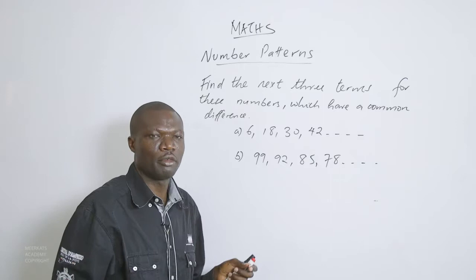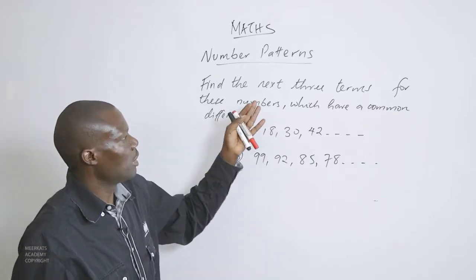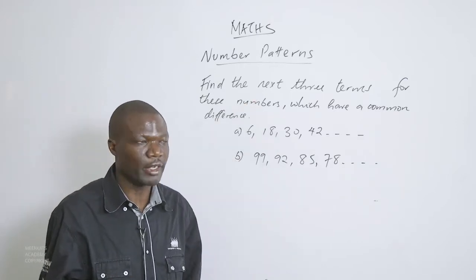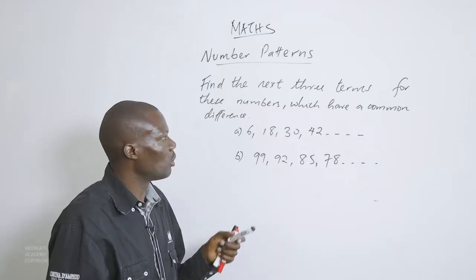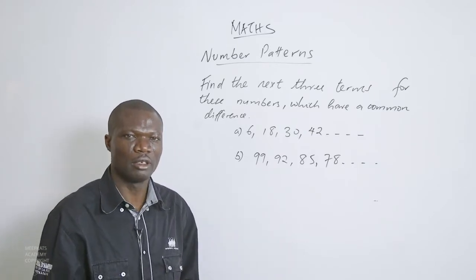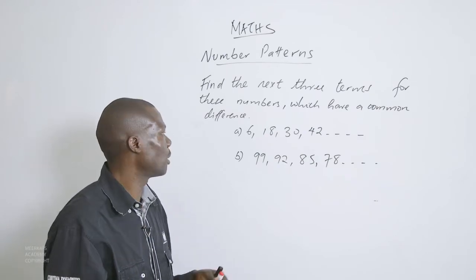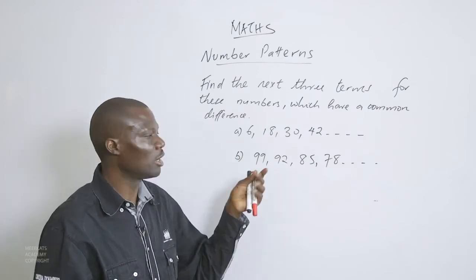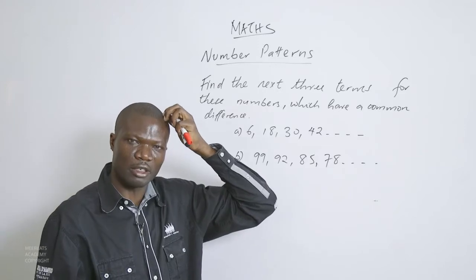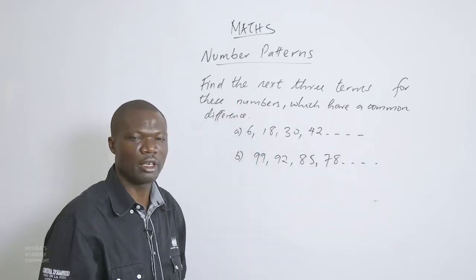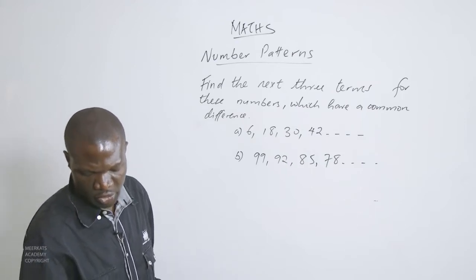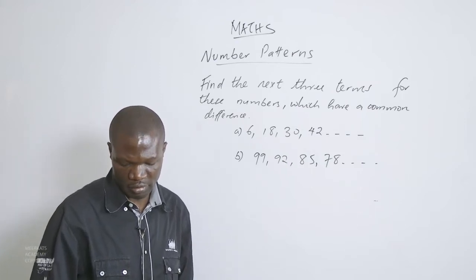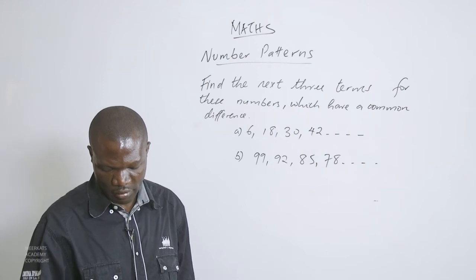Question: find the next three terms for these numbers which have a common difference. The first sequence we have is 6, 18, 30 and 42, and so on, and the other one is 99, 92, 85 and 78, and so on.